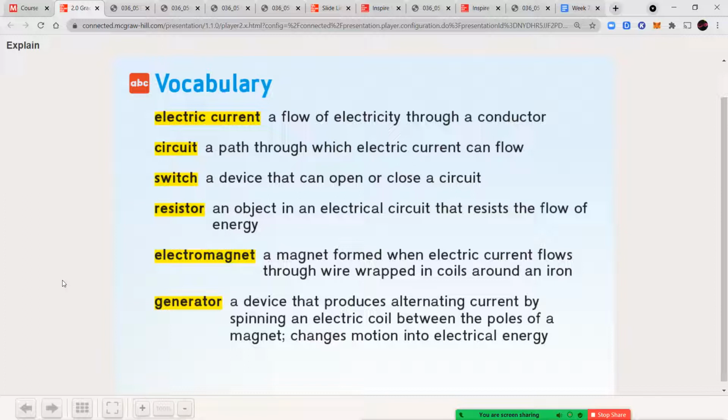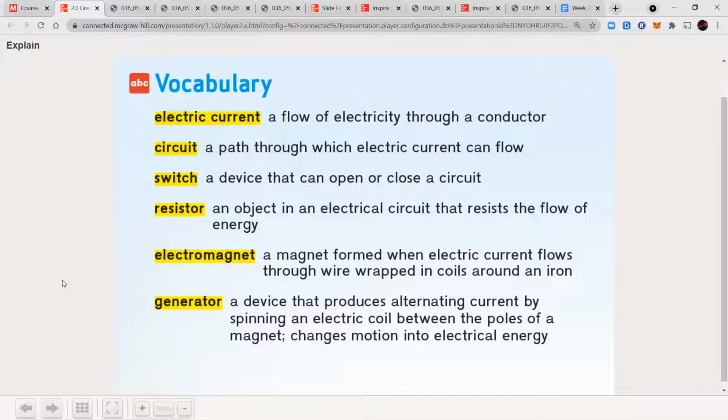Your first one is electric current. A flow of electricity through a conductor is an electric current. Now remember, a conductor, we learned about this in our previous lesson, is a kind of material that allows electricity to flow through it easily, or even heat to flow through it easily. It conducts, or it allows it to go through. A circuit is a path through which electric currents can flow. So we're going to learn a lot more about electric currents as we go through our reading.